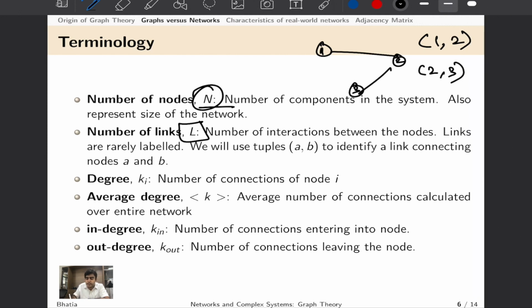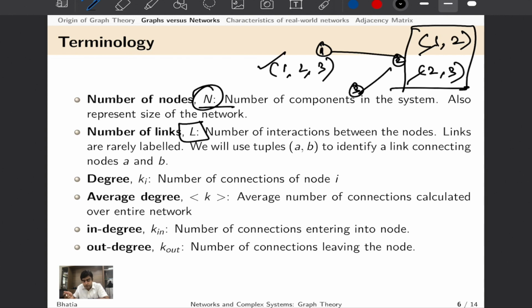Now this clearly says that there is an edge between 1 and 2, and an edge between 2 and 3, and it completely describes the graph. This information also conveys what nodes are present. If you look at the distinct members in these tuples, that would be 1, 2, and 3. So this complete description of 1, 2, 3 and these tuples is good enough to describe the graph.